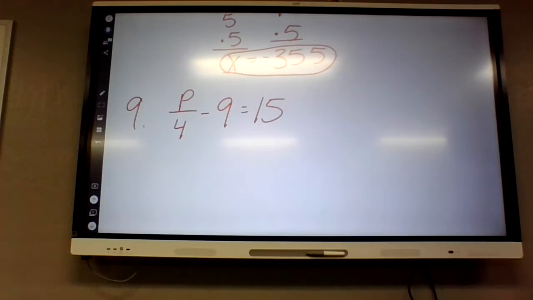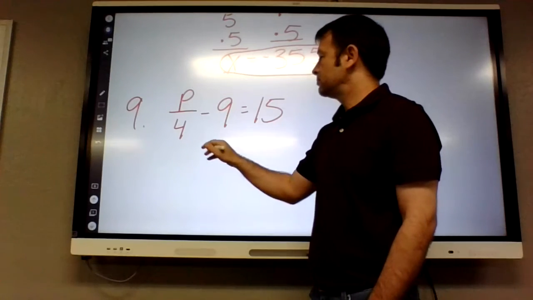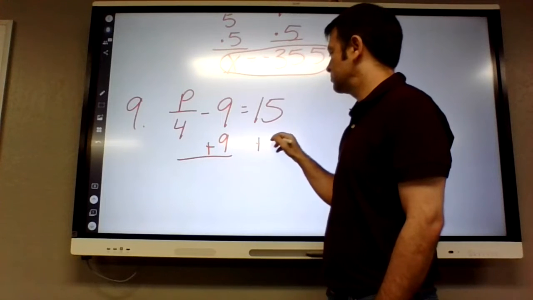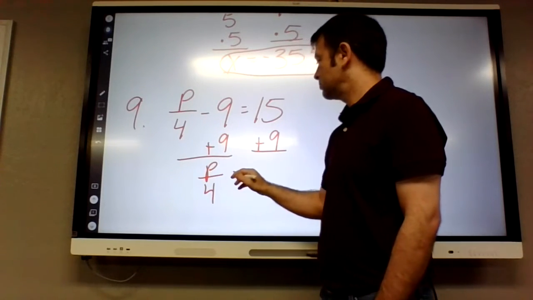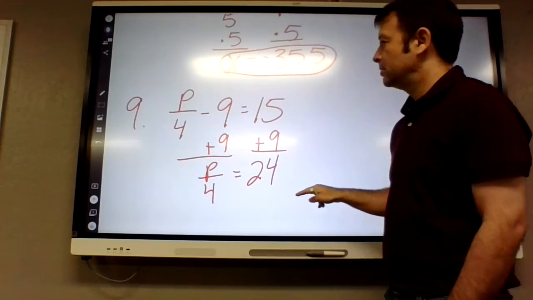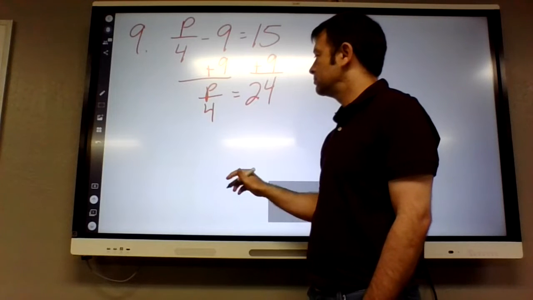Easton, what should we do first? Add 9. Now what? Times 4.